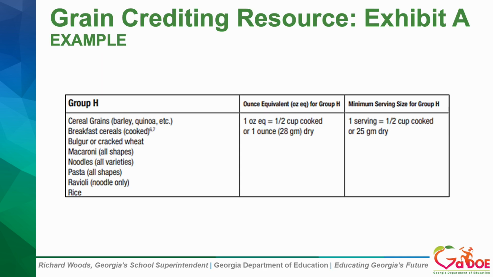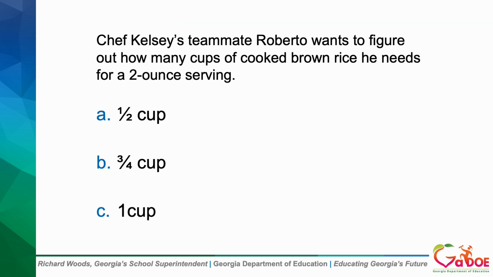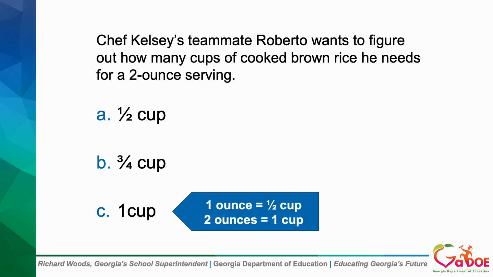Rice is categorized in Group H. Ounce equivalents and minimum serving sizes are included. Let's check. If you answered letter C, that is correct. The Grain Crediting Resource Exhibit A table indicates 1 ounce is equivalent to 1/2 cup of cooked rice. Therefore, Roberto will need 1 cup of brown rice for a 2-ounce serving.